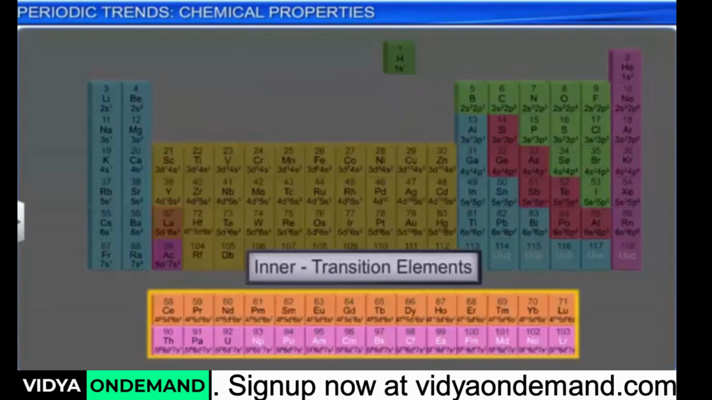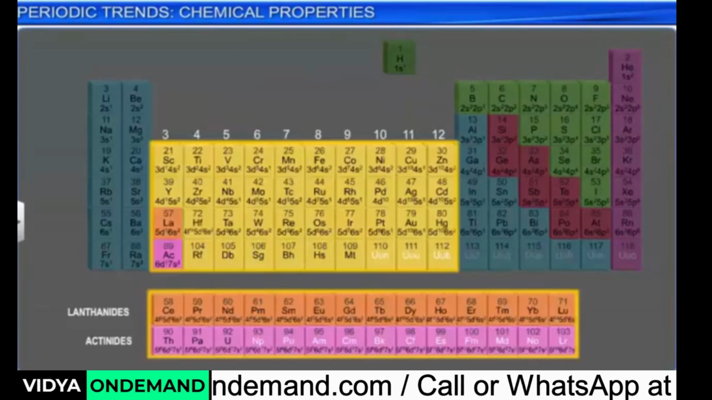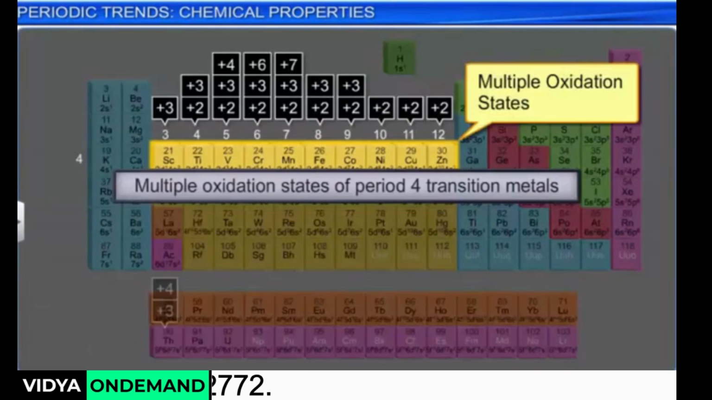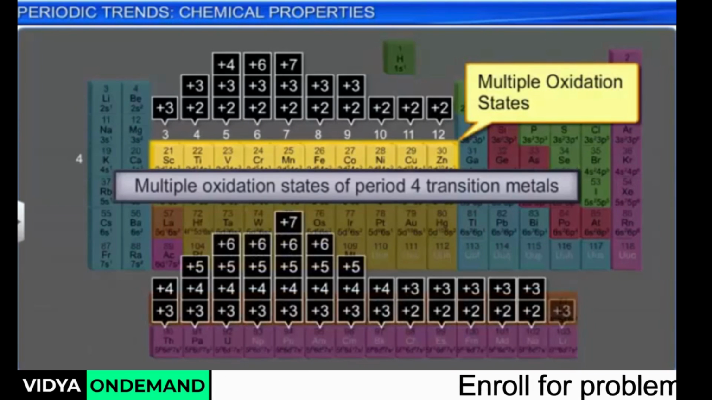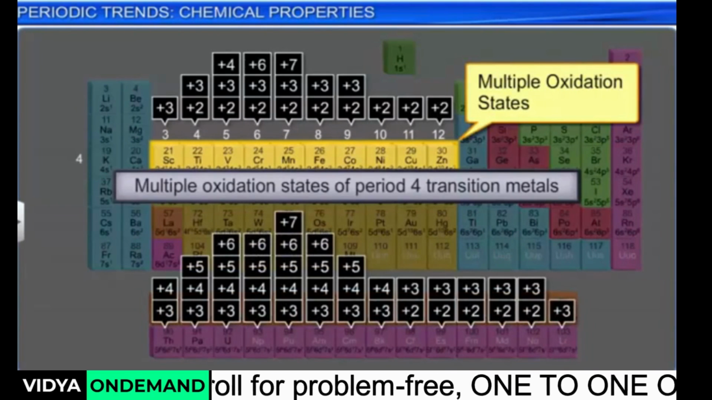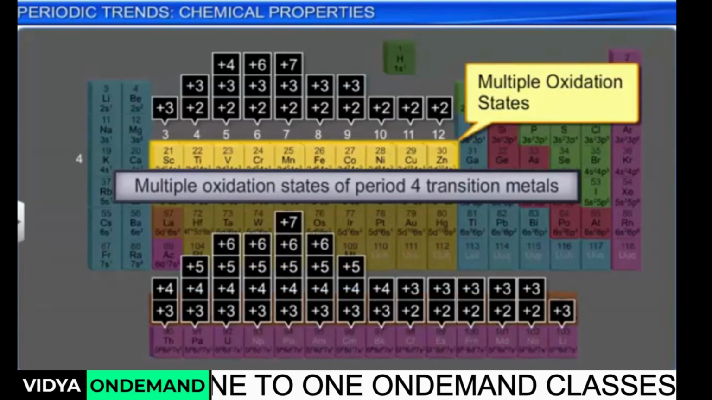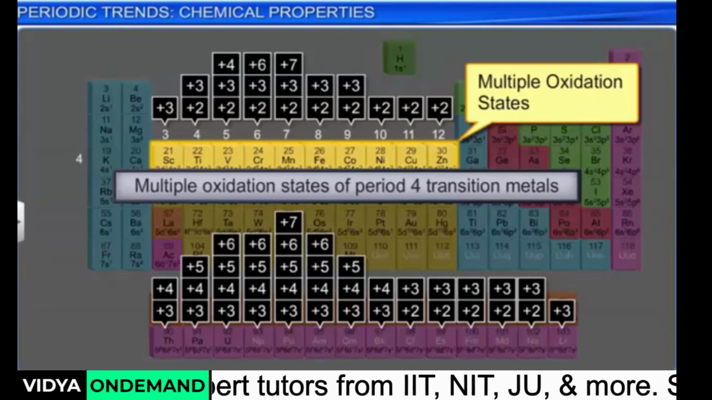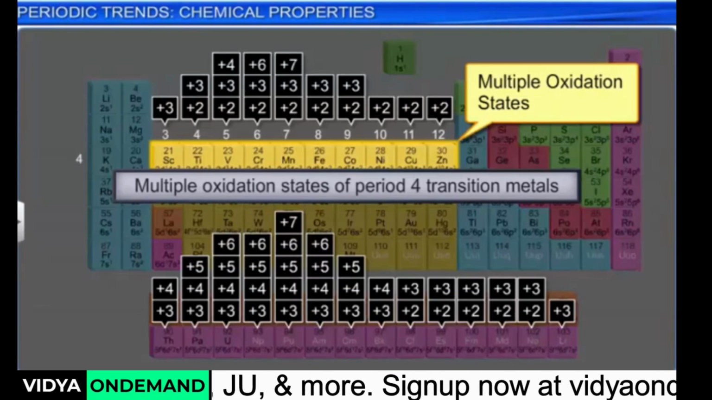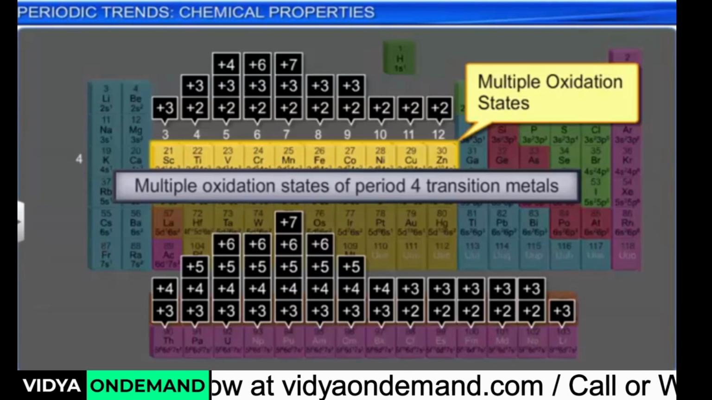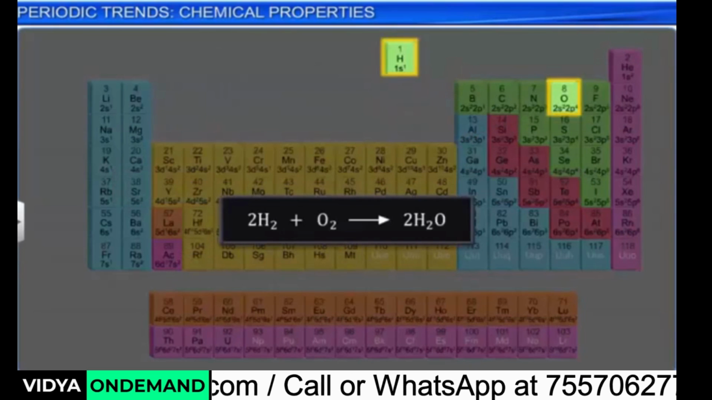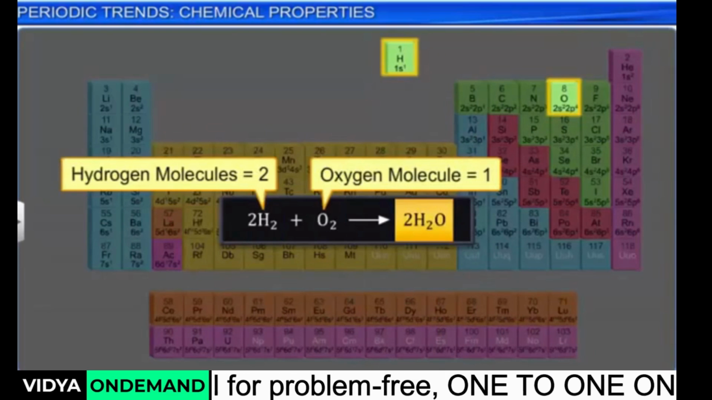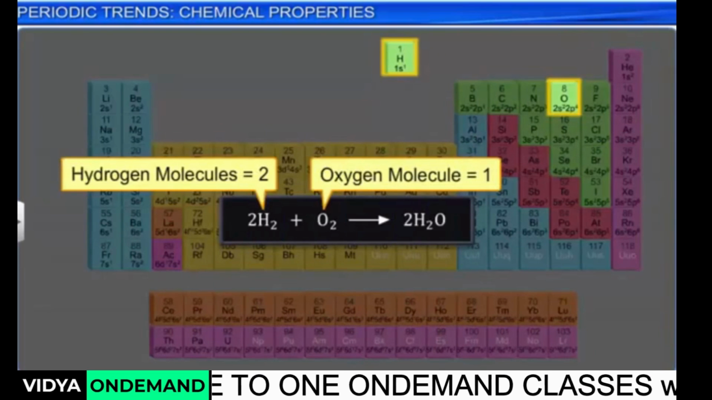Transition and inner transition elements exhibit variable oxidation states. Along with transition elements, inner transition elements also show variable oxidation states. Now, let's understand the role of oxidation states of individual elements during the formation of compounds. The number of atoms of each element required for compound formation depends on the oxidation states of the elements.